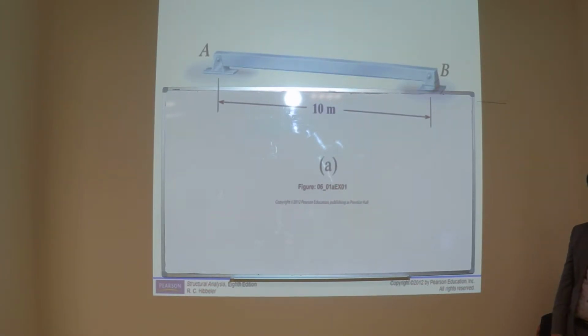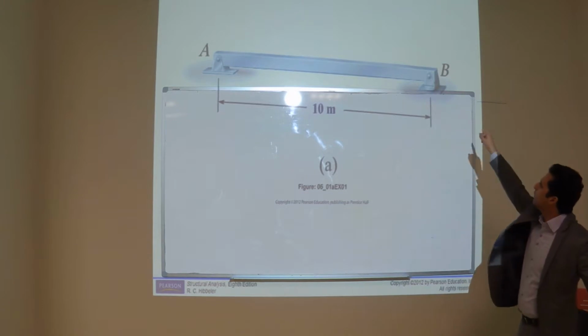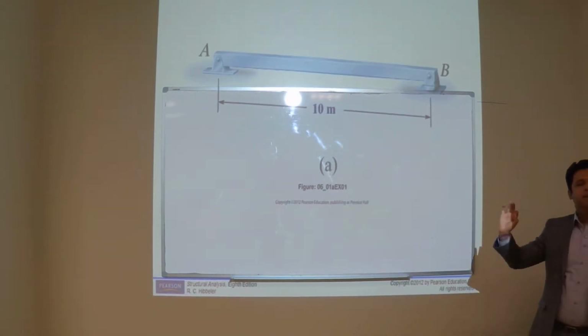Unit load. You know what a unit load is? It is just one: 1 Newton, 1 kilonewton, 1 pound, 1 kg or whatever, but just one. For example, a 1 kilonewton or 1 Newton load is moving from A to B. How will the influence line diagram look?